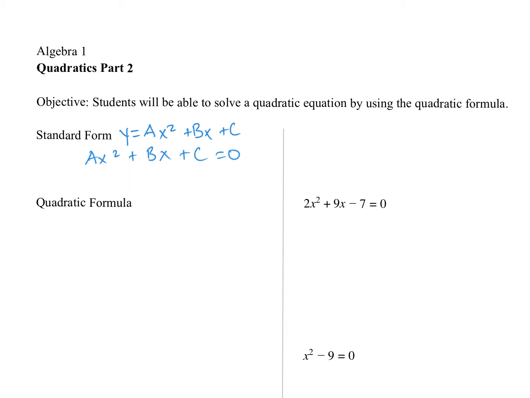So if you had, let's look over here, this 2 is technically a, or I'm just going to write little a. This is b, and this is c in standard form. So each one of those represents a letter. So a is 2, b is 9, and c, in this particular equation, is -7.